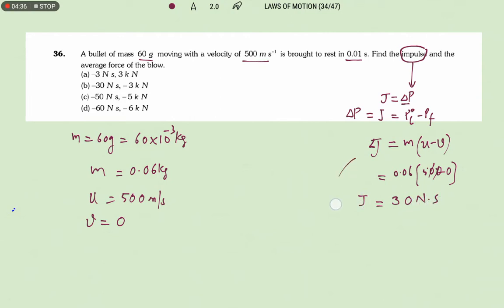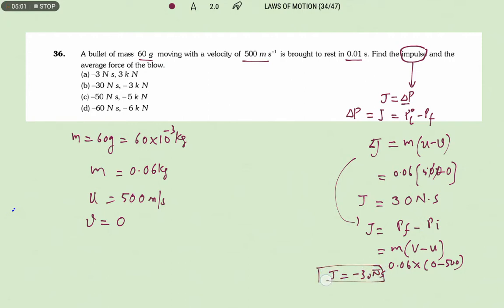So negative sign is nothing but, they have written final momentum minus initial momentum. Therefore we are going to get m into v minus u. So m 0.06 into 0 minus 500, therefore minus 30 Newton second is the impulse. Now J we got minus 30, the minus sign represents only the opposite direction. Right, they are asking average force.